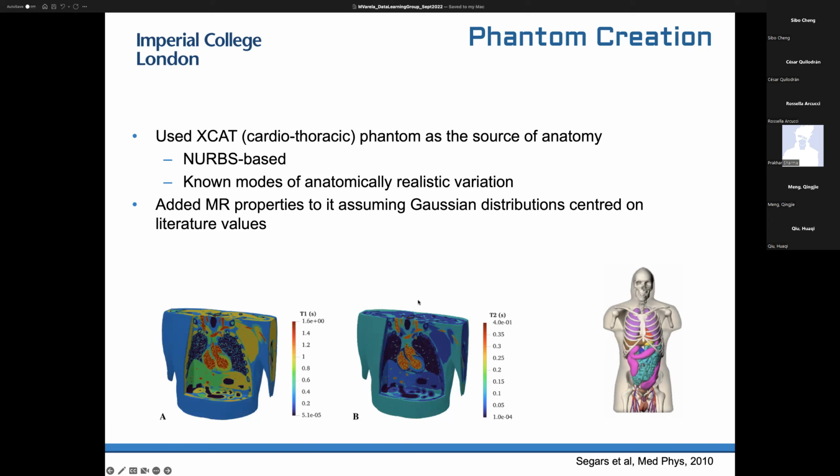So we took that and we assigned realistic MR properties to each of the tissues. Here I'm showing you the T1, which is the longitudinal relaxation time constant, if you're interested. And this is the transverse relaxation time constant of the tissues. And we added some intra-tissue variability by letting the values vary as a Gaussian distribution for the same tissue type.